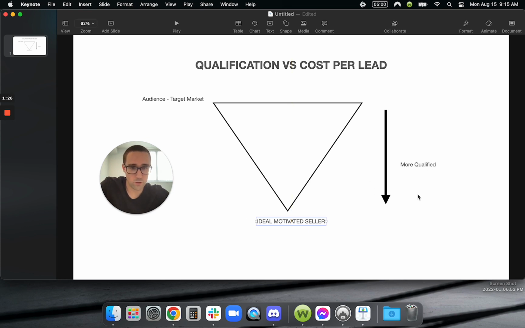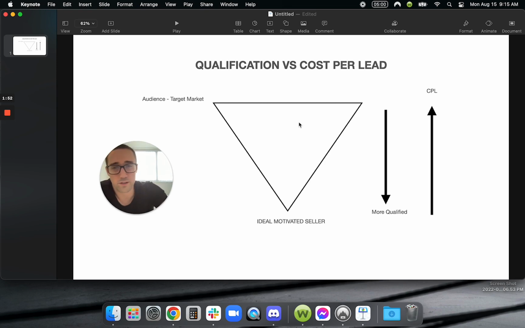Now, the more you qualify them, the more the cost per lead goes up. So we'll flip this around. Cost per lead generally goes up the more that you qualify the leads. So this is CPL, which means cost per lead.